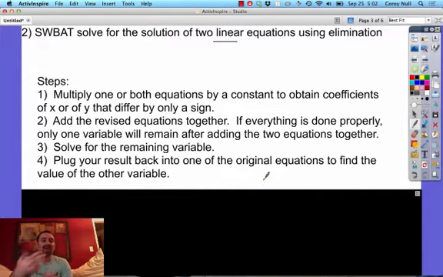Step 2 is to add the revised equations together. Okay, you might not have done anything to one of the equations, but you're going to have two equations, one of which you may have altered, or you might have altered both of them, and you're going to add the new equations together. If you've done it properly, then one of the variables when you add together will drop out, and you'll be left with only one variable. The third step is to take that new equation and solve for that remaining variable. And then the fourth step is to plug that result back into one of the original equations. Doesn't really matter which one you choose, to find the value of the other variable.